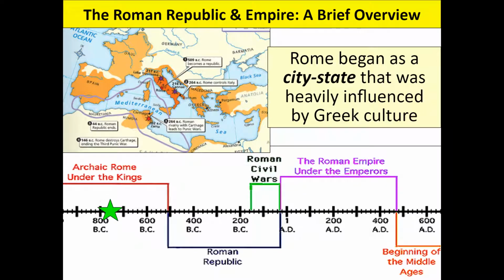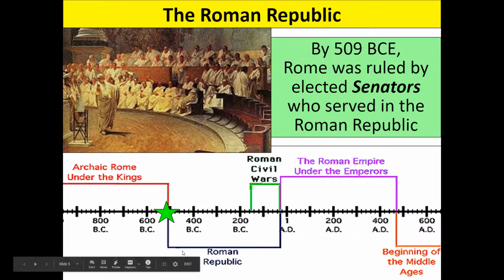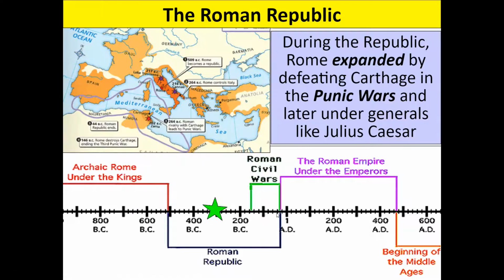Right. So let's talk about the Roman Republican Empire. Let's do a quick overview, just a quick review of what we got. Rome starts as a city-state, right? They're heavily influenced by Greek culture, and by 509 BCE, Rome is ruled by elected senators instead of a king, and they serve in what is then the Roman Republic. You can see here the period of the Roman Republic, which lasts for almost 500 years. During the Republic, Rome expands by defeating Carthage in the Punic Wars. Remember, we talked about Carthage. Carthage gets beat up, and now Rome is in charge.